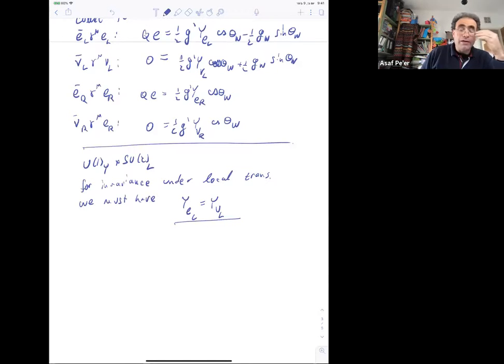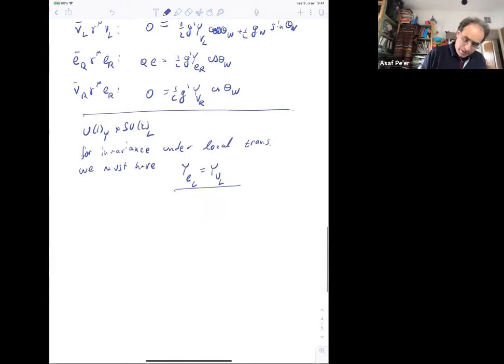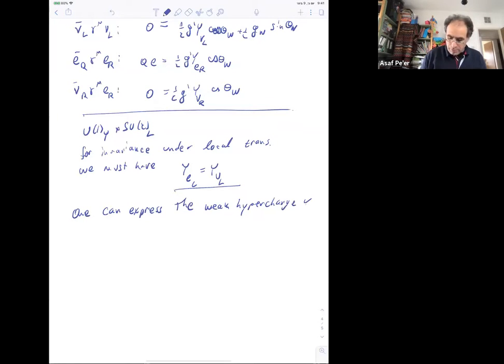And now we can express the weak hypercharge of each fermion as a linear combination of the electromagnetic charge Q and the third component of the weak isospin. So one can express the weak hypercharge Y as a linear combination.